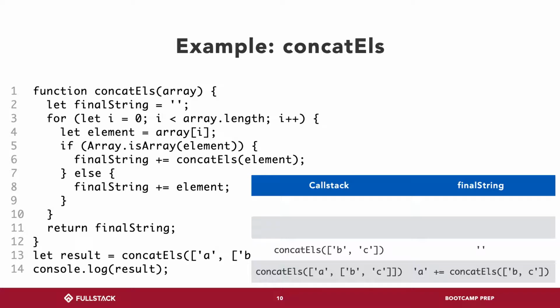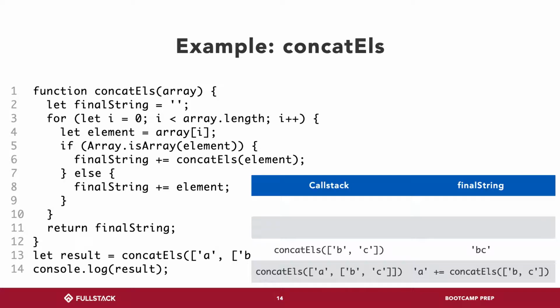and we pull out the element, first one's B. Is that an array? No. Add it to the final string. So the final string will be B at that point in time. Now we go to the second thing in the array, and the second thing is C. Is C an array? No. Skip this, go to the else, add it onto the final string. And the final string already has B in it, so B plus equals C is BC.